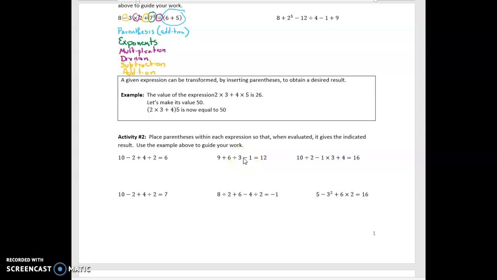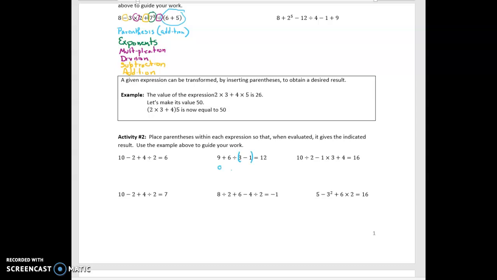Okay, so I'm going to put in parentheses. Let's see, I already know division would happen first, so maybe if I make 9 and 6, if we add first and then divide by 3, so if we put in parentheses here, 9 and 6, that would force this to be 15 divided by 3 minus 1, and that's 5 minus 1, which is 4, which is not equal to 12. So we got to try again. So we'll erase this.